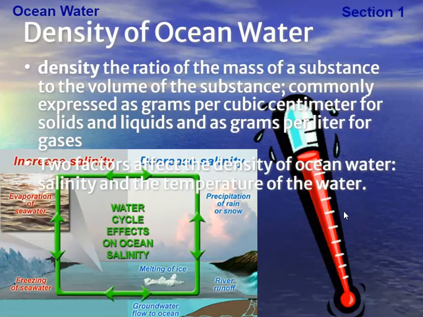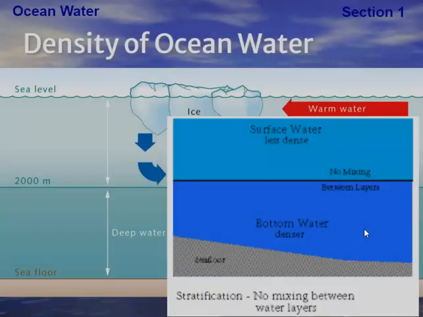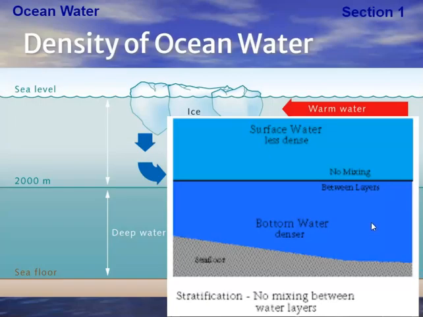So 2 factors that affect density of ocean water include salinity and temperature, and dissolved solids, which are mainly the salts, add mass to that water. And so that's why we end up with differences. So this right here is just showing that bottom water that's denser, and that surface water that's less dense. We're not getting mixing that's taking place, as you guys brought up.